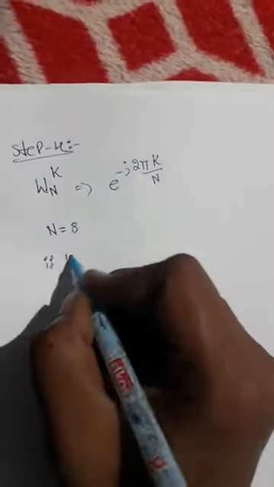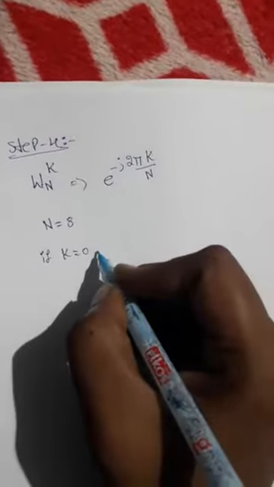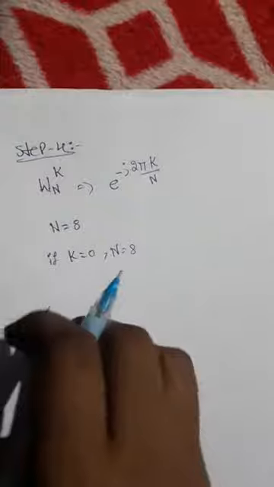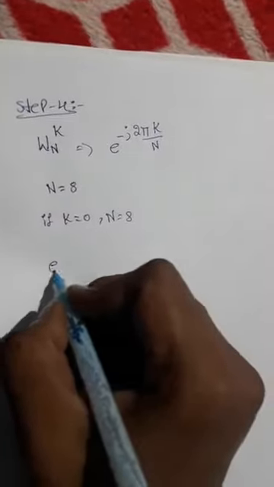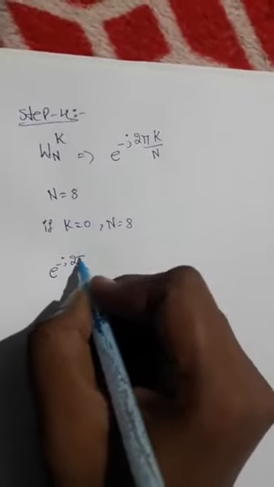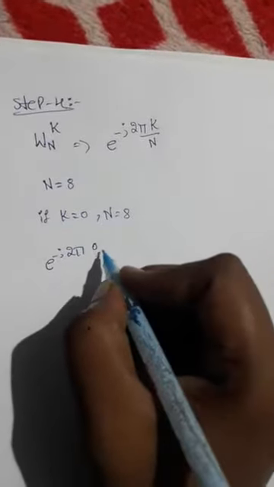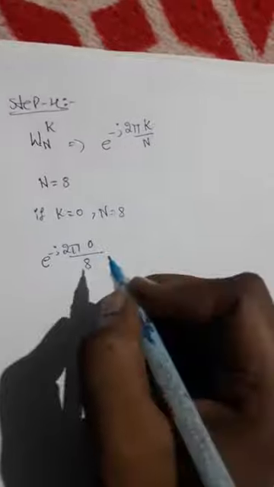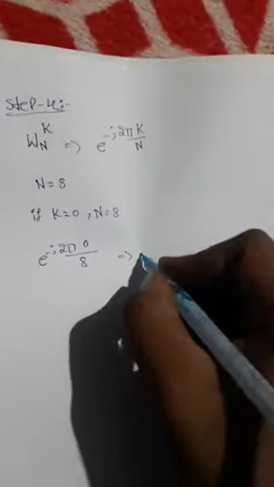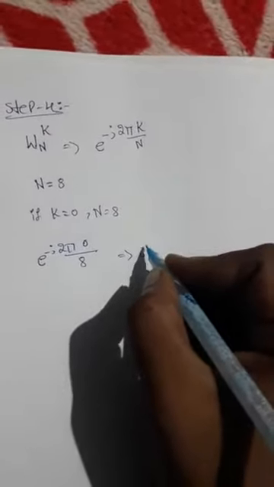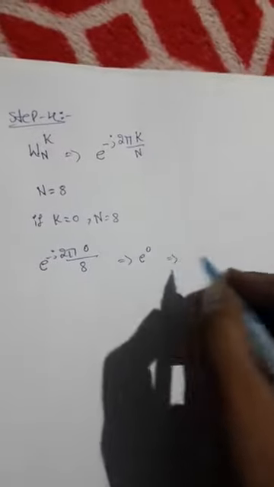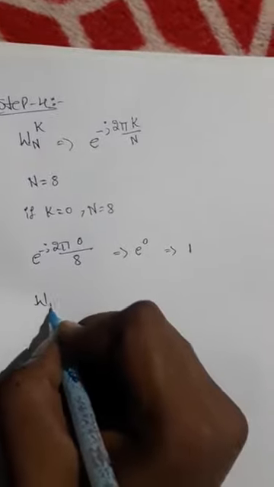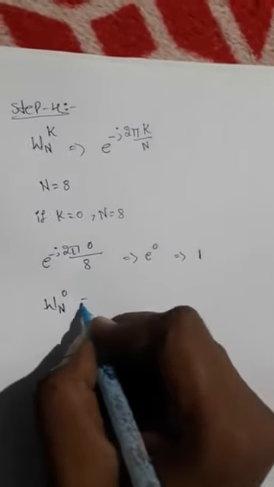For example, if k equals 0 and N equals 8, the twiddle factor value is e to the power of minus j 2 pi, k value 0 by N value 8. So the exponential value is e to the power of 0. That means W_N to the power of 0, the twiddle factor value, is 1.